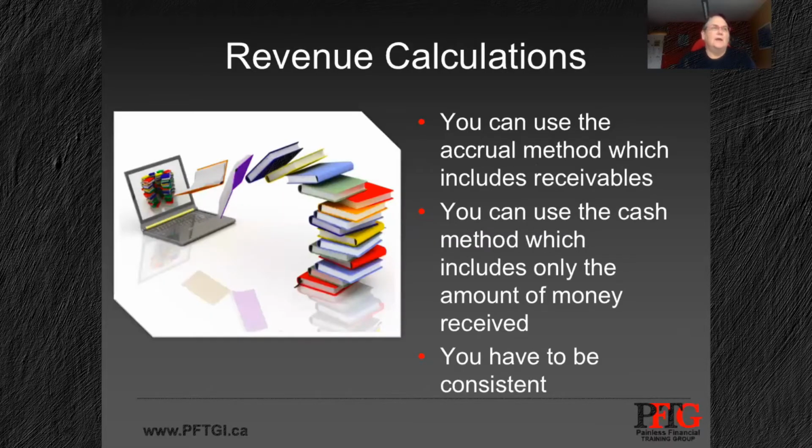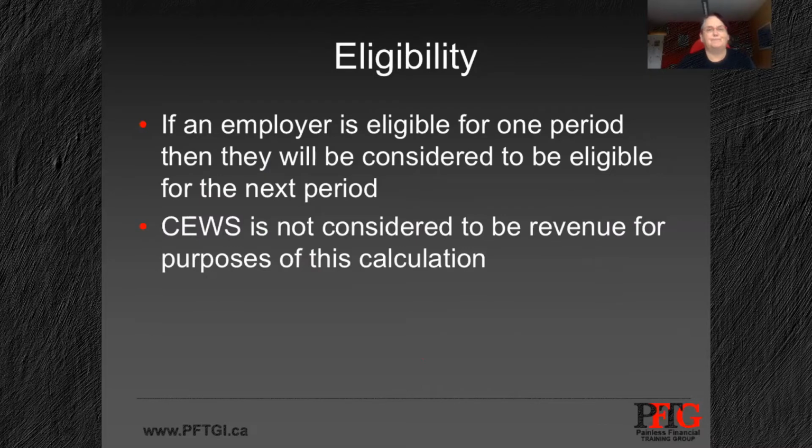So you have to calculate your revenue, and for this period, it is a comparison of your June 2019 revenue with your June 2020 revenue. And you can use what we call the accrual method, which means you include what you billed, which is the accounts receivable. You could also use a cash method, which means you only include what you received in June 2020. But if you've already made that decision for the previous periods, you have to stick with what you decided previously. So if you're already using cash, you're stuck with using cash every time.